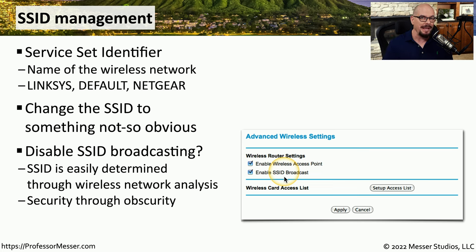However, removing the name from a list doesn't somehow make the network secure. If somebody knows the name of the wireless network, they can still connect to it. And if someone's using Wireshark or any network analysis tool, it will be very easy to determine the SSID for this network, even if the SSID broadcast is not enabled.